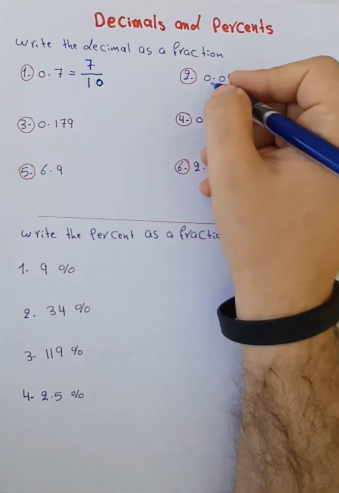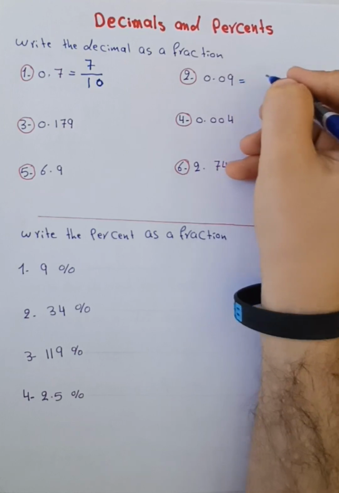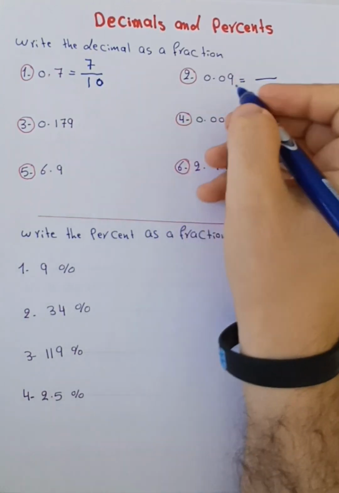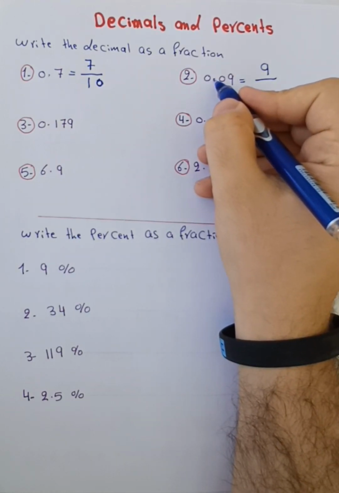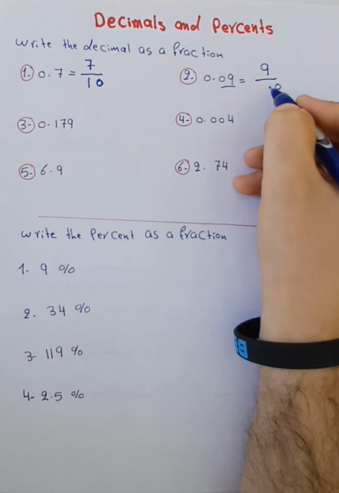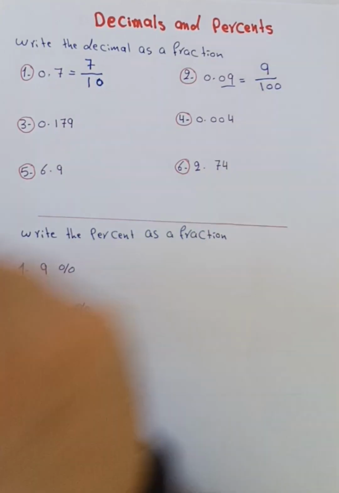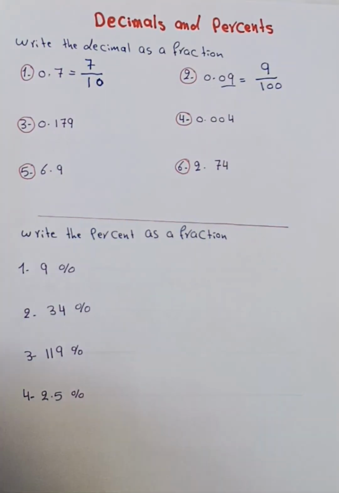Example number 2, we have 0.09. Draw a line. After the point we have 9, and after the point you have two numbers. You have to write 2 zeros with 1, equal to 9 out of 100.